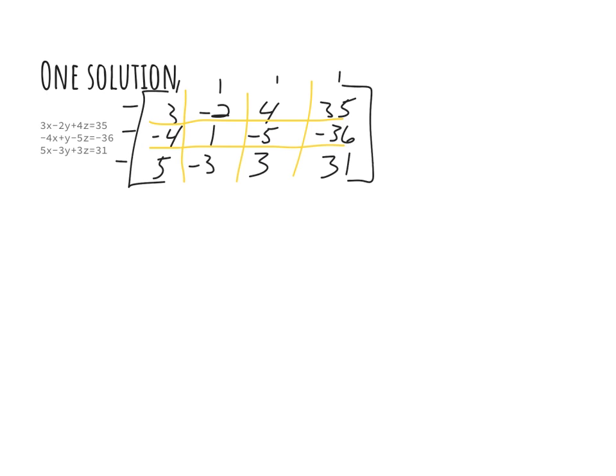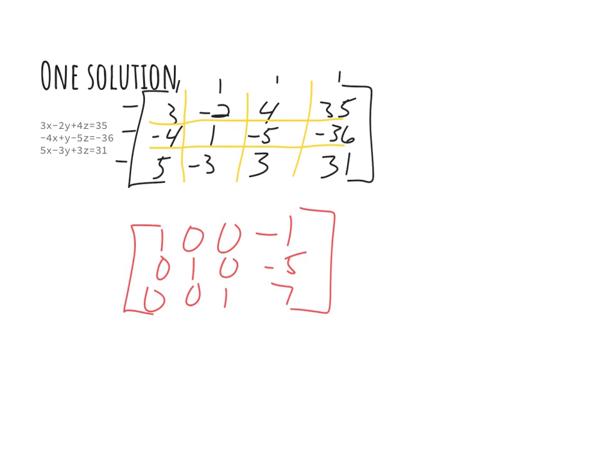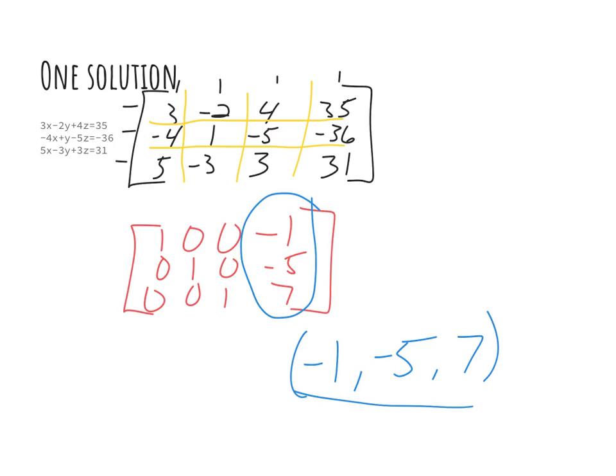And what you should see on your screen when you do that is this matrix right here. And again, for our answer, it's going to be these three numbers, -1, -5, and 7. There is our ordered triple.